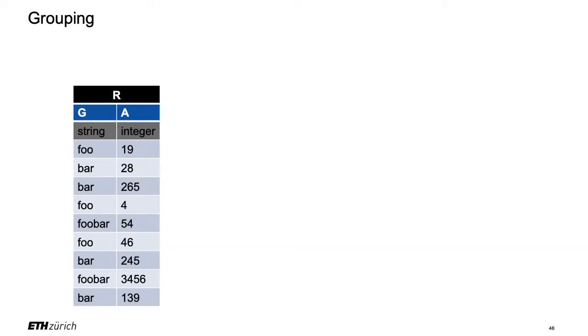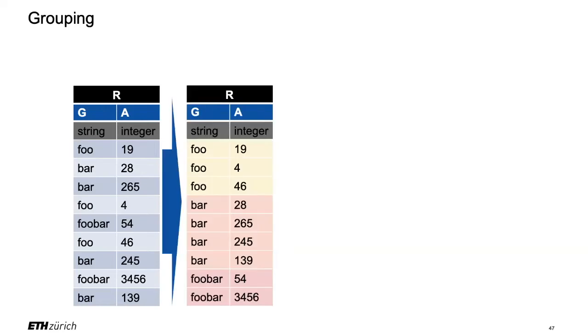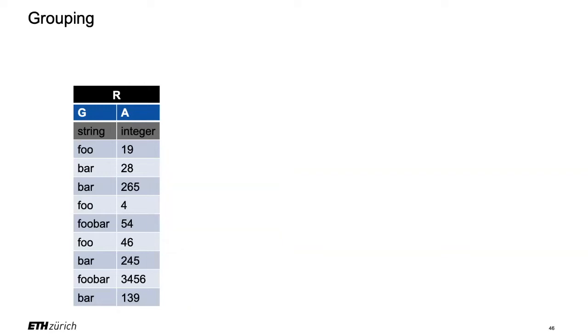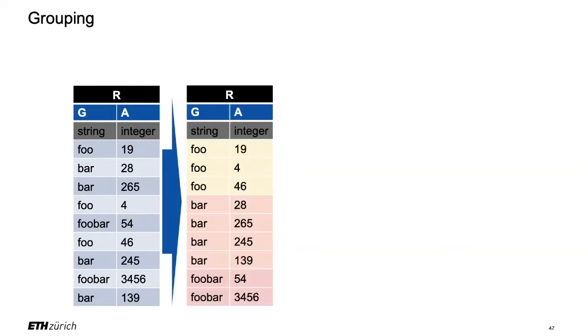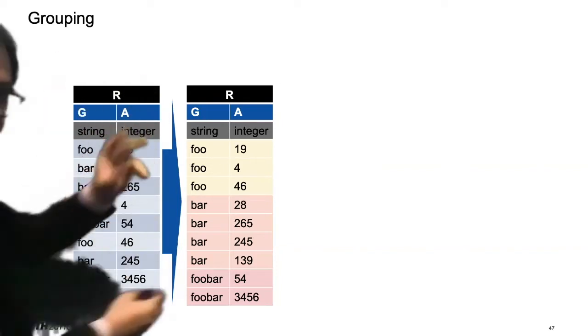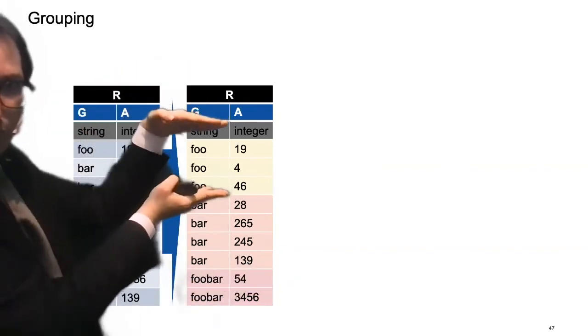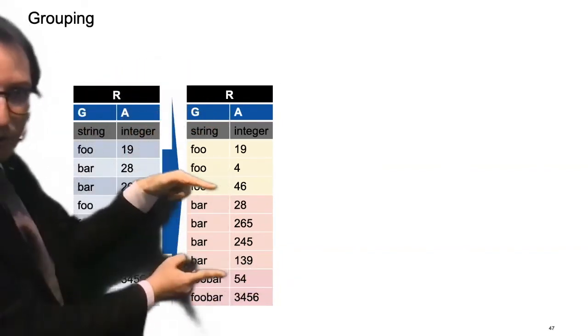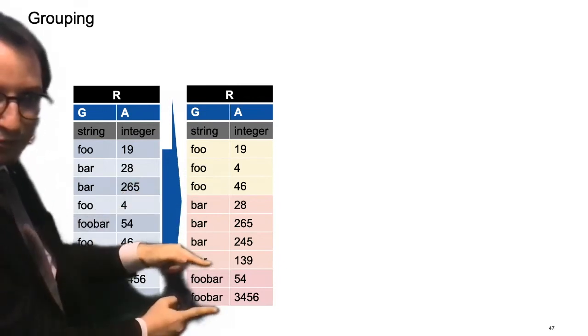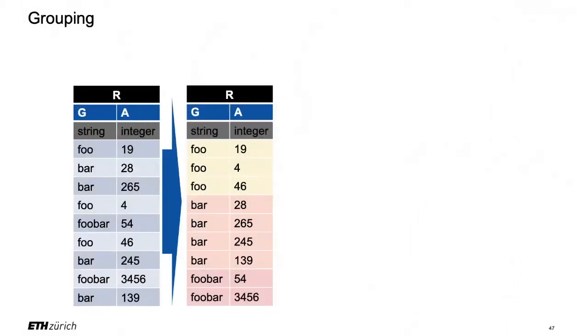I have a visual for you that I prepared to make it easy to understand. First, it's only in our minds that we do that. This is just a temporary result. First, we rearrange things in order to put together what has the same value in column G. All I did is shuffle around the records, in such a way that all of those that have value foo are here, all of those that have value bar are here, and all of those that have value foo bar are here, right? That's the first thing you do when you do a grouping.